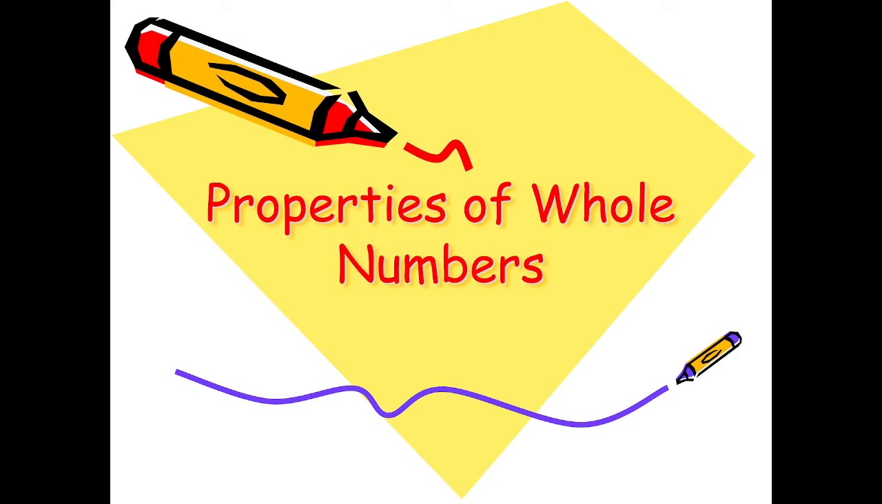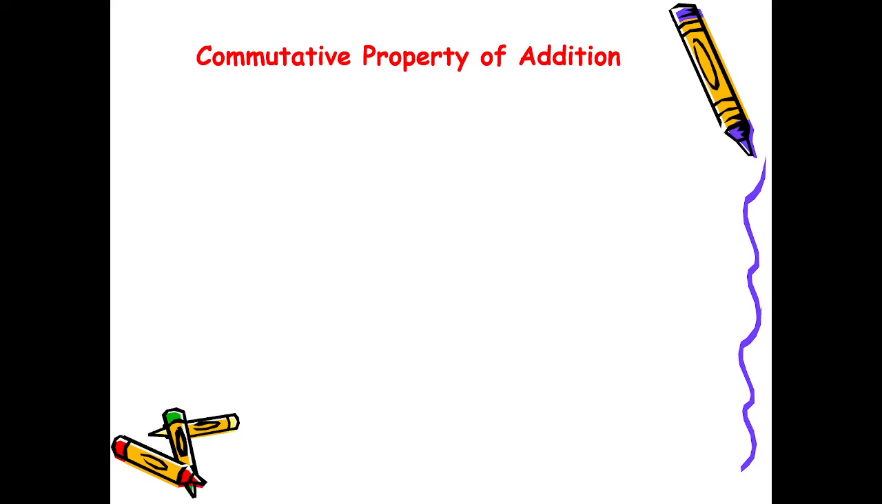Our discussion this afternoon, by the way, is all about properties of whole numbers. Let's begin with the first property. We call it the commutative property of addition.